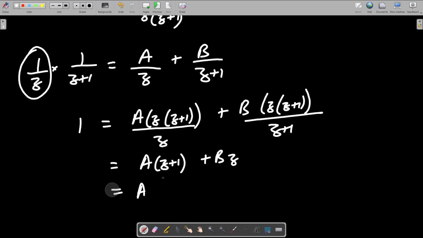which are of the same, collect the terms with the same coefficients rather. So a plus b times z plus a, this is 1. Okay, what do we do next? Next, what do you do? You compare the degrees, right? So you compare the degrees over here.